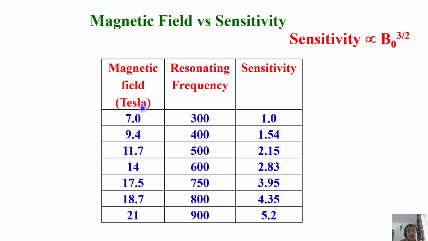So when you increase the magnetic field, achieving a higher and higher magnetic field is technically highly demanding, not easy. But nevertheless, nowadays the technology is so advanced, we can go to 21, even 24 Tesla magnetic fields are available. The sensitivity can be significantly increased. From here to here, 5 times sensitivity enhancement. So your experimental time comes down drastically.